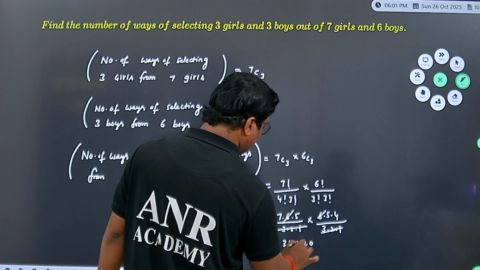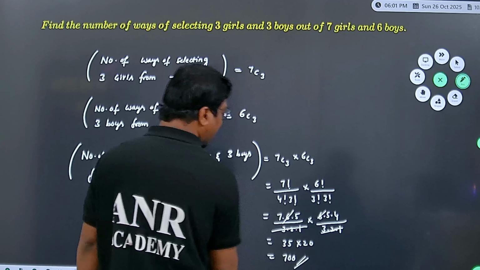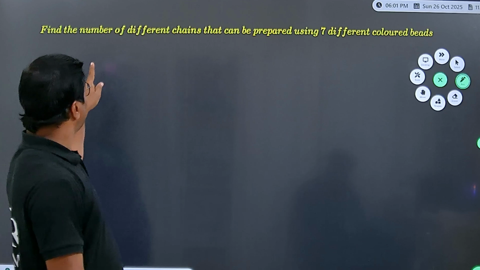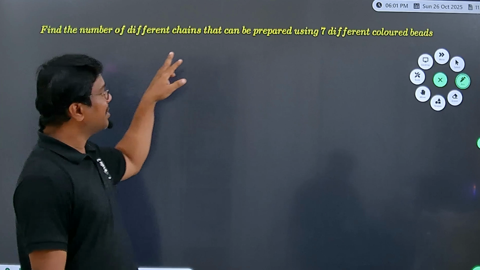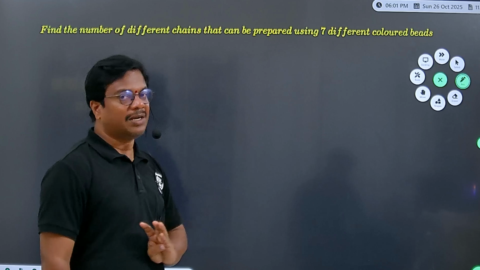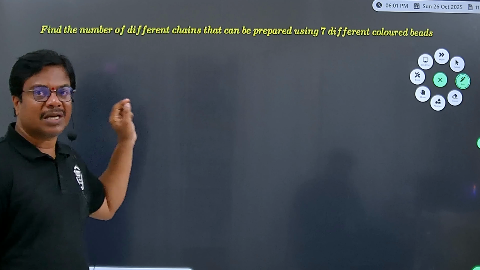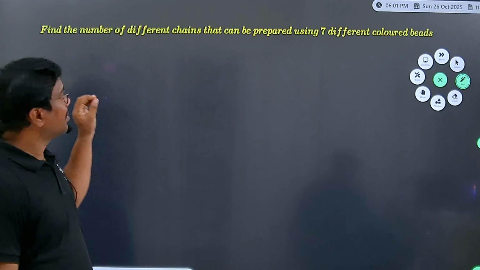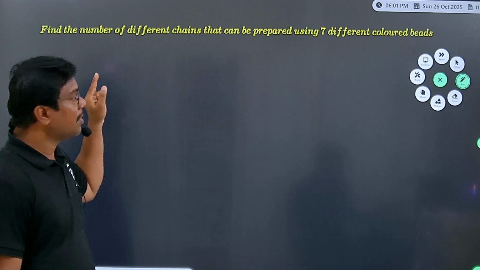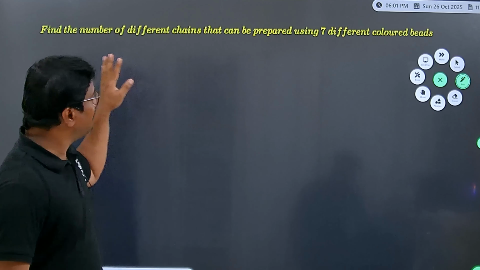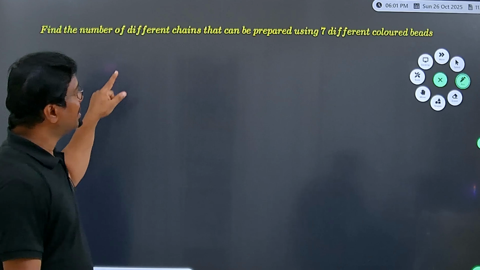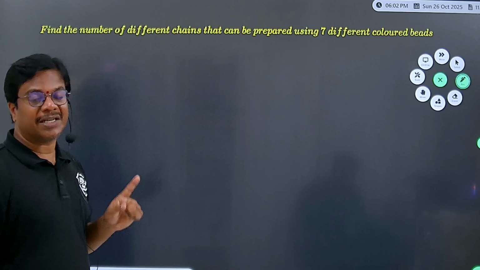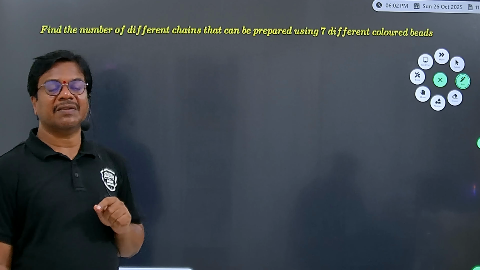35 into 20. Therefore, the answer is 700. Let us move to the next one. Number of ways of different chains that can be prepared using 7 different color beads. It is a problem based on circular permutation, and you know that if the question is about circular permutations with chains of beads or garlands of flowers, then you can write the formula (n minus 1) factorial divided by 2.